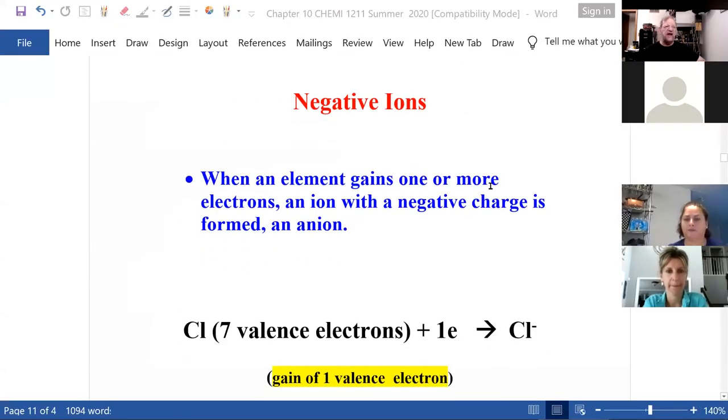Now, the opposite of that is negative ions. Negative ions form when an element gains one or more electrons, and an ion with a negative charge is formed, and we call that the anion. If you're familiar with batteries, that's the negative side, which is called the anode, which gets its name from here, because at that end, you're going to have a lot of negative ions. So when you have a negative charge by gaining one or more electrons, we call that a negative ion. I'll never ask this on a test, but other classes might, so that's what I'm telling you.